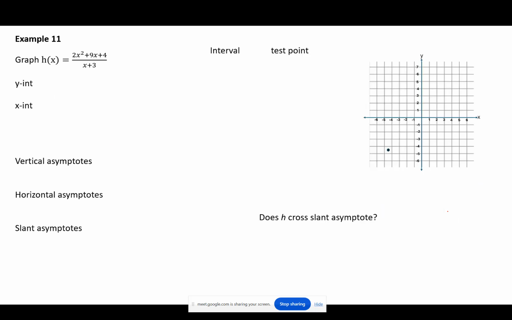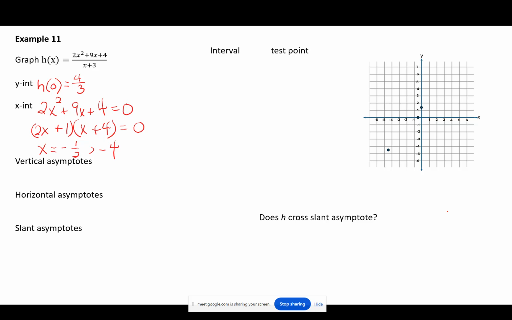All right, so we have this function. We're going to find the y-intercept. That's when you put in 0 for x, you get 4/3. So we'll graph that: (0, 4/3). The x-intercept is when the function itself equals 0, which only happens when the numerator is 0 because the denominator cannot be 0. So if we solve this by factoring, we're going to have (2x + 1)(x + 4). So the two zeros are going to be at -1/2 and at -4. So we can graph those.